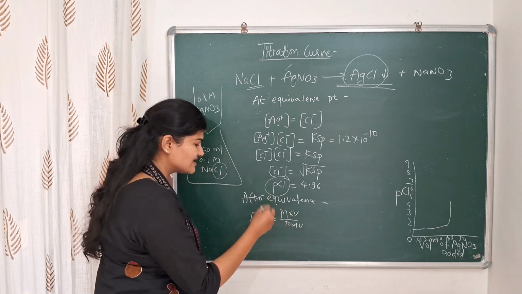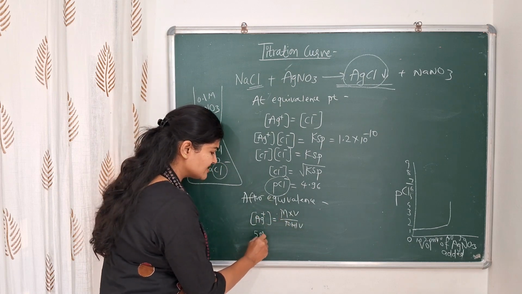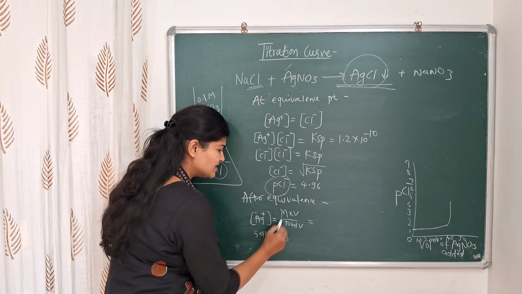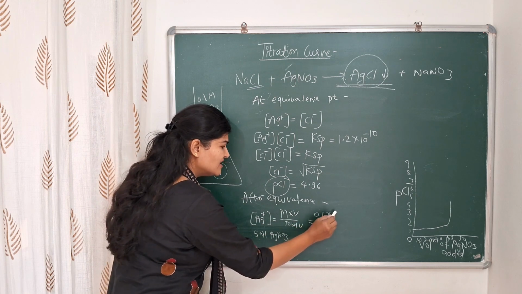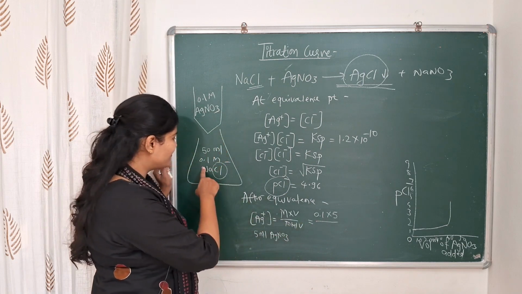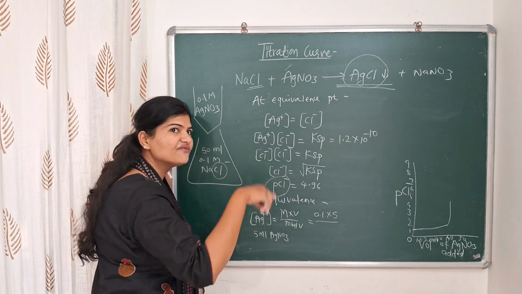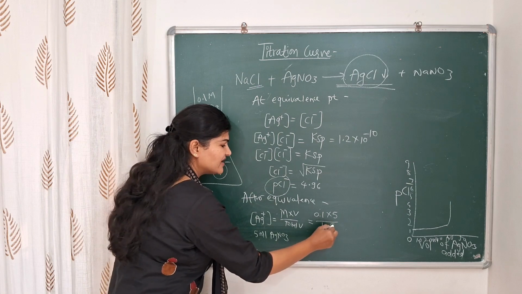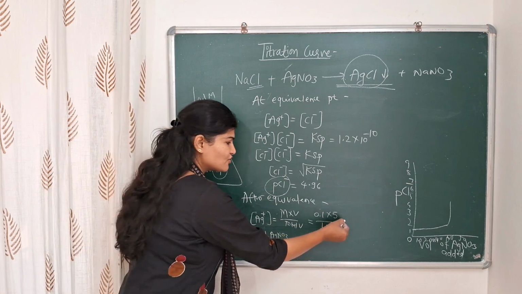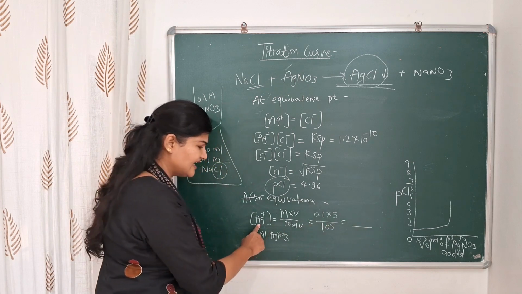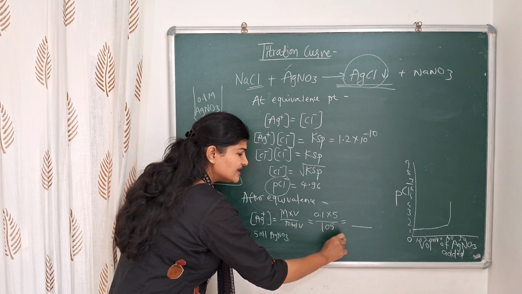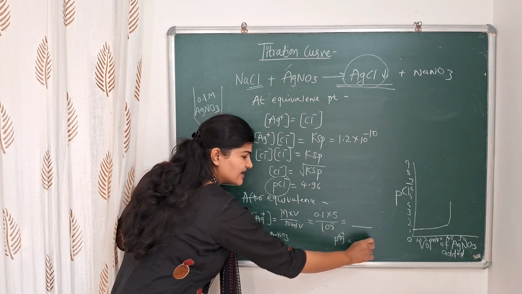So now suppose 5 ml of AgNO3 is added in excess. So what I will do, AgNO3 molarity is 0.1, volume 5 ml of AgNO3 has been added, and now the total volume is 50 plus 50 plus 5. So it is going to be 105. Right? So this is how I will solve this, then I'll get the Ag+ concentration. I'll take the negative log of it, then I'll get the pAg+ value.